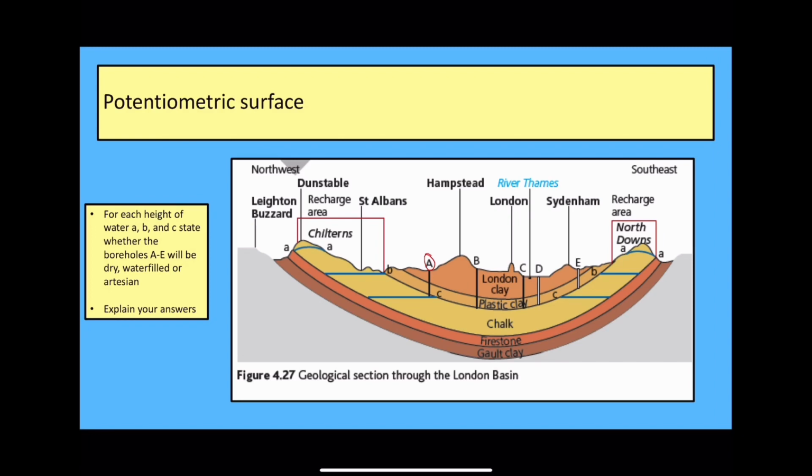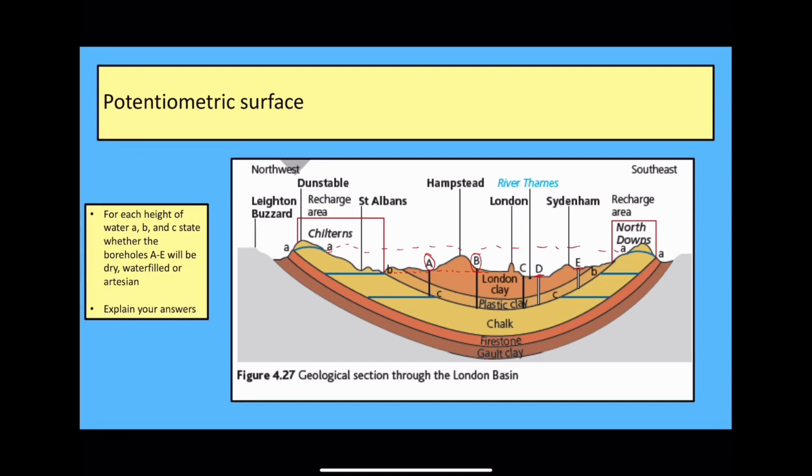level A, the water, let's try to draw this in a reasonably straight line. The potentiometric surface is really high. What that basically means, to give you a bit of a clue here, is that all of the boreholes will be artesian because the potentiometric surface is above the surface level of the borehole, meaning the water wants to rise higher than the surface.